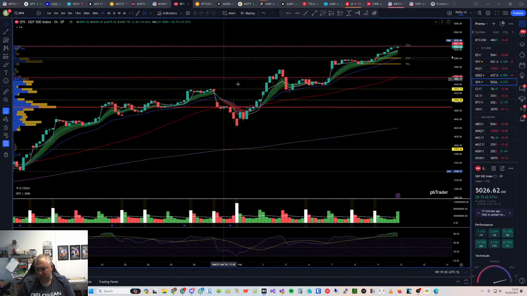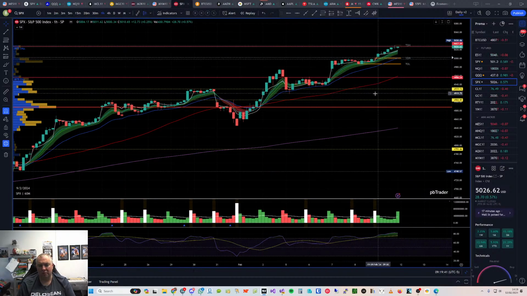We've got SPX we just talked about. I'm watching for a bounce at 5,000, this region here. And if we go down now, I don't play SPX, but I will look to buy SPY or futures, MES or ES.